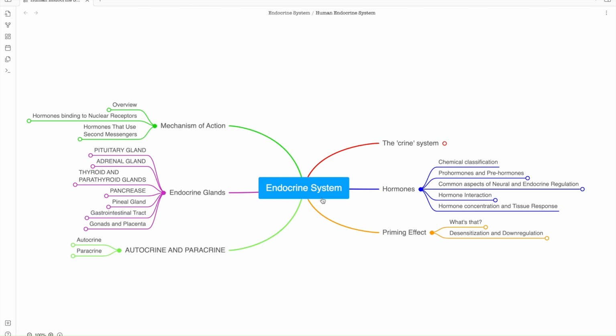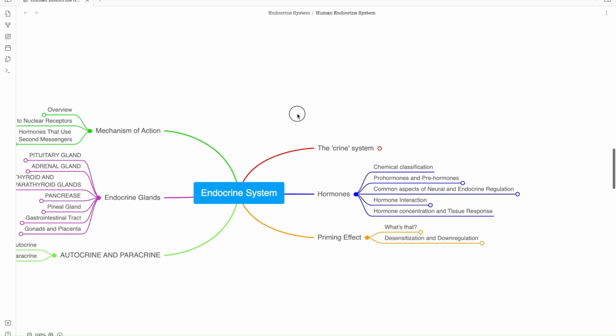So endocrine system will cover the overall crine system, all the hormones, what is priming effect, and how desensitization and down regulation works. We'll deep dive into autocrine and paracrine system. Obviously we'll discuss all the endocrine glands that we have in our body and their mechanism of actions. So this is the first video of this endocrine system series, and today we'll discuss the crine system.